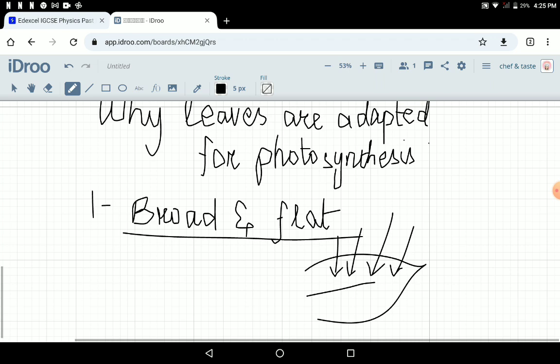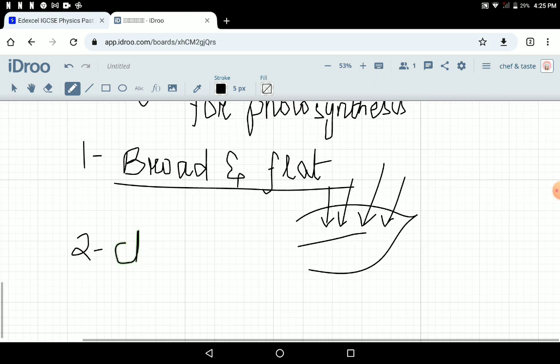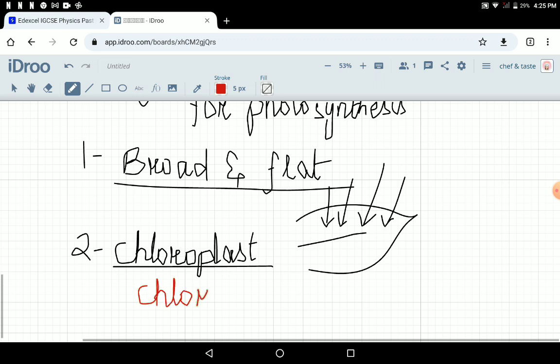Okay, the second feature of the leaf is that it has chloroplast. I have already discussed this with you. Sorry, chloroplast is an organelle. This organelle contains chlorophyll in it. Chlorophyll is a green pigment. Keep it in mind that chlorophyll is a green pigment and chloroplast is an organelle. These are the structures which contain chlorophyll in them.